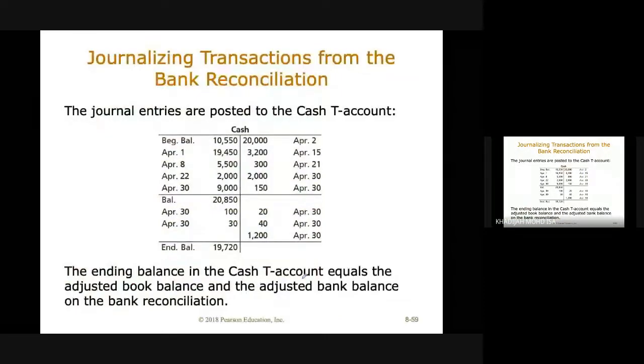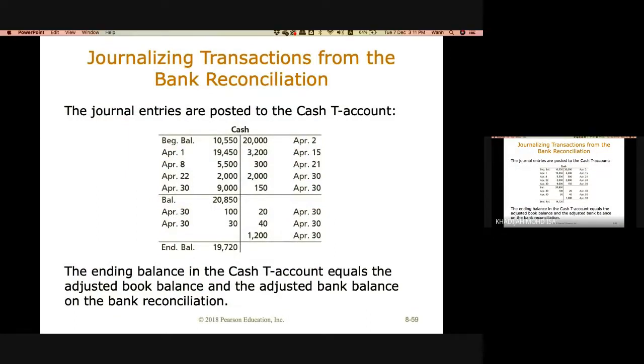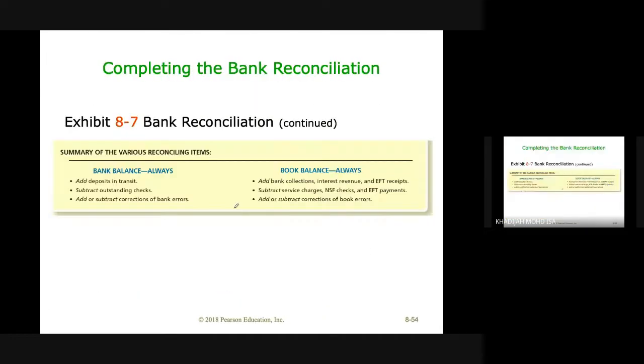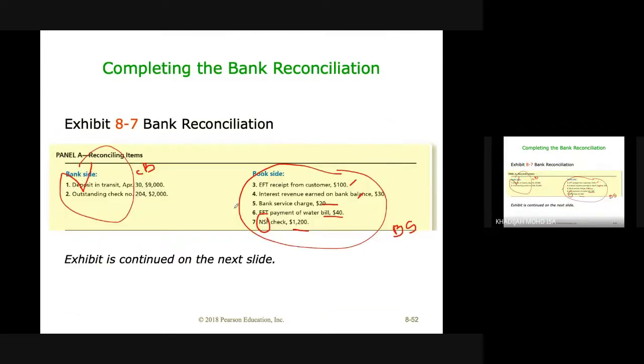Then the journal entries are posted to the T account. So first you do the journal entries, and then you post them to the T account. That's how you're going to get your balances here. Initially it was 2,850, and then you do these transactions. Is there 4 transactions there? 1, 2, 3, 4, 5.